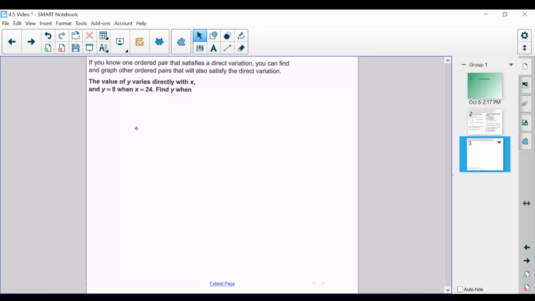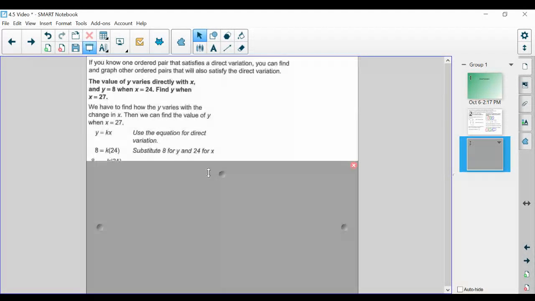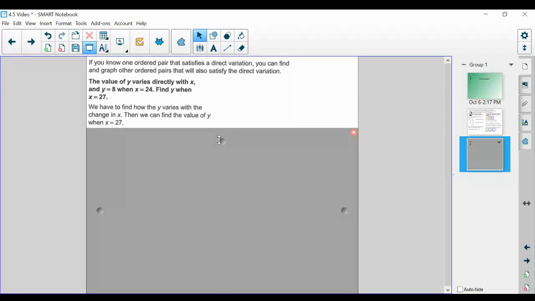So if we look at the values of y varies directly with x, and we're given that y is equal to 8 when x is equal to 24, we want to figure out what y is going to be when x is equal to 27. In order for us to do that, we have to do a little bit of manipulation. We have to find how y varies with the change in x, and then we're going to be able to find the value of y when x is equal to 27.